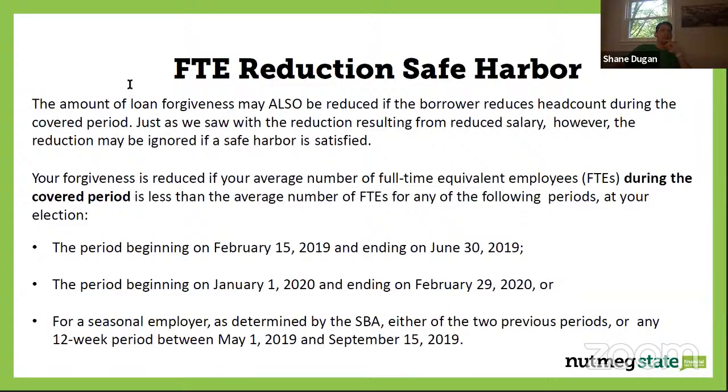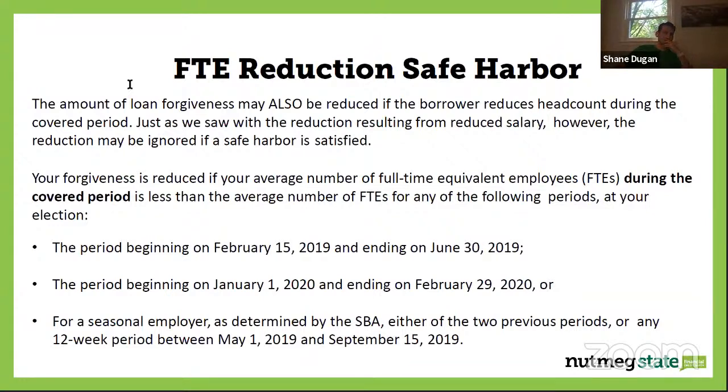So again, the period is going to look at the period beginning 2/15/2019 and ending June 30th, 2019. And then it's going to cross-reference that with, or use January 1st, 2020 to February 29th, 2020. So you have the ability to use either one of those periods to determine your full-time headcount scenario.